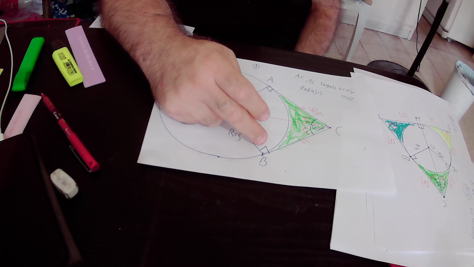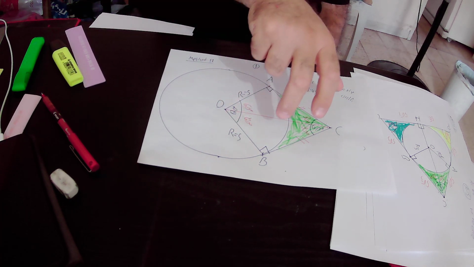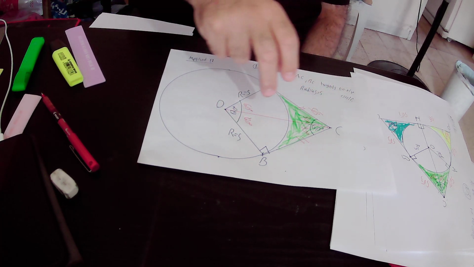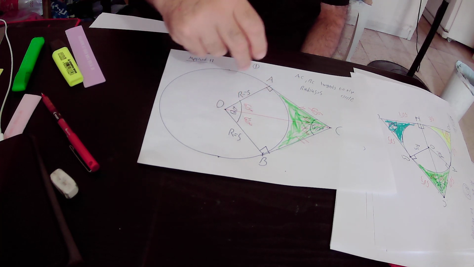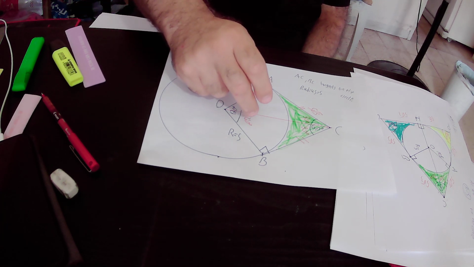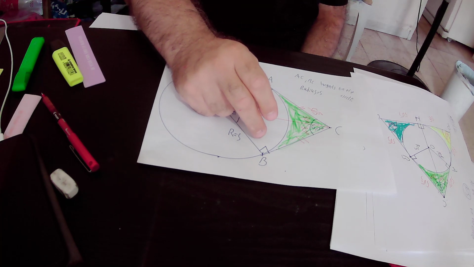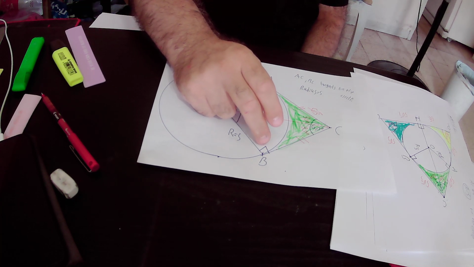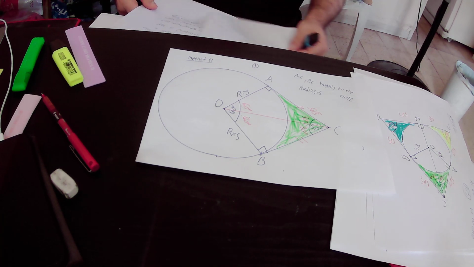here. This angle also will be equal to 90 degrees because we have tangent BC that is tangent to the circle at point B, and we have the radius that is drawn to the point of tangency. Therefore, the radius is perpendicular to the tangent, that is to say this angle equals 90 degrees. Okay?